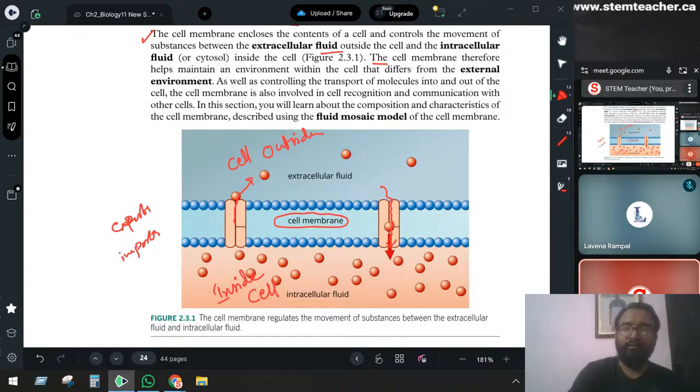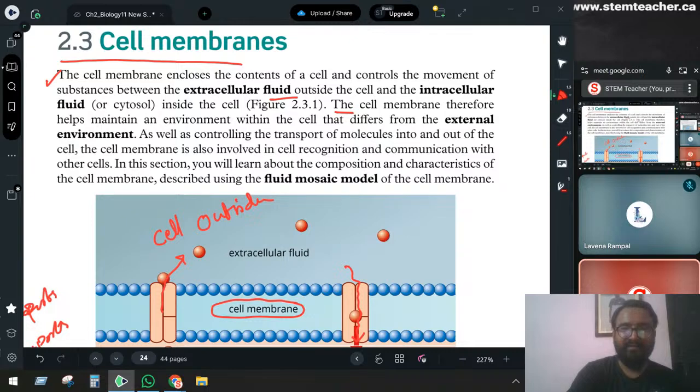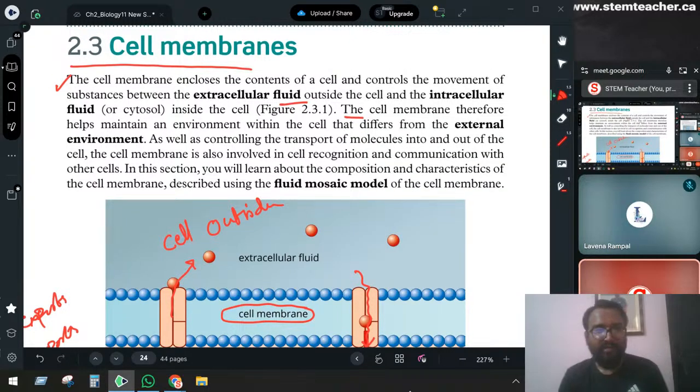You can say it is the customs department. As well, we need communication. A cell sitting alone in one place will not work; it will die. Some energy has to come inside, some energy has to go outside. It has to be active. So it maintains the environment within the cell that differs from the external environment.